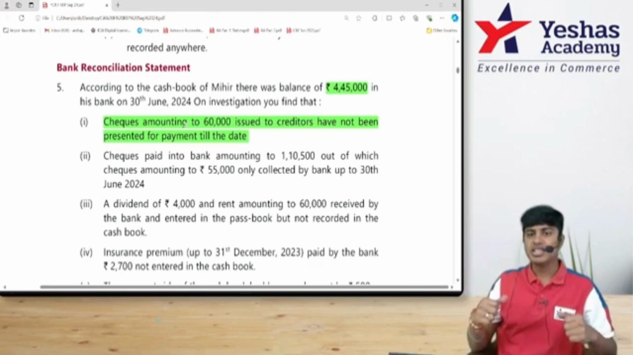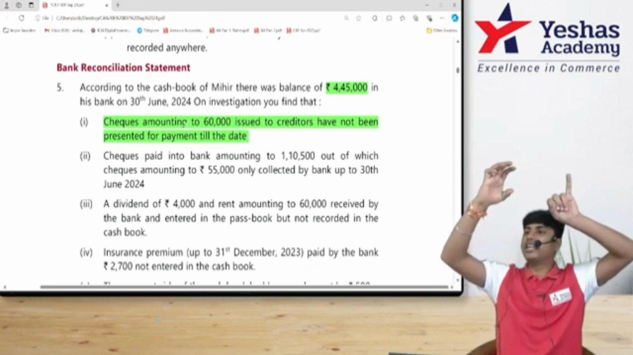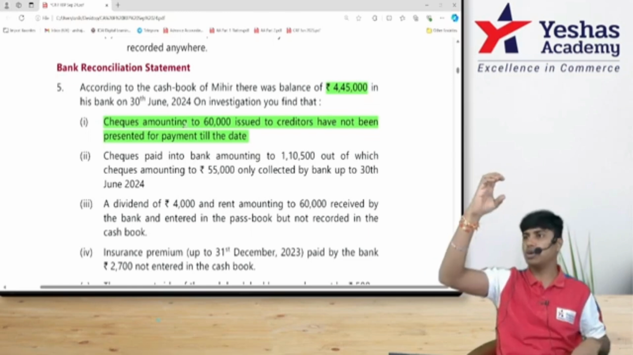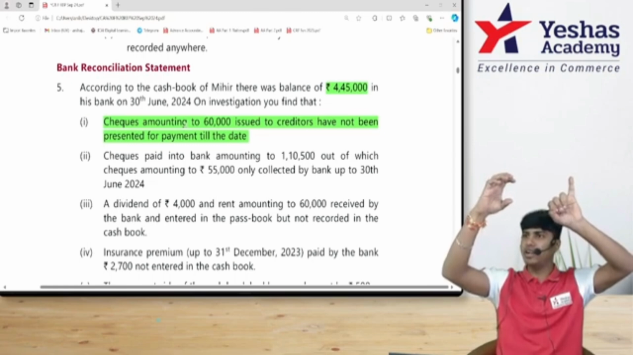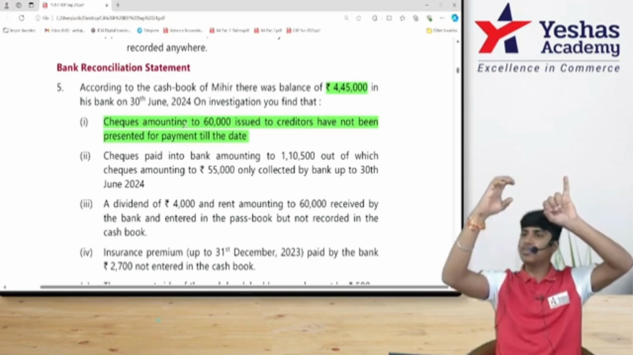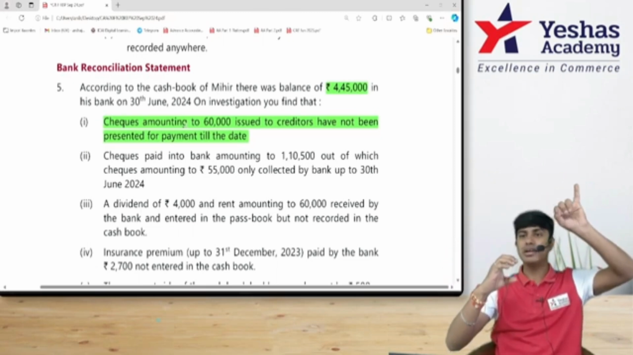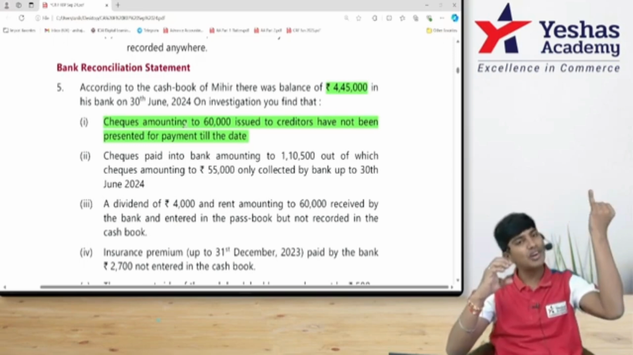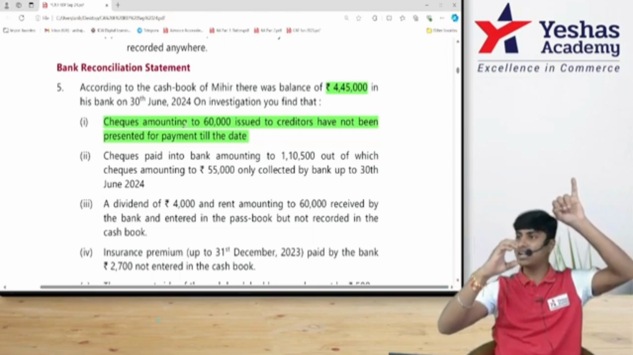Now, quickly read this. Checks amounting to 60,000 are issued. When it is issued, I have written the entry in my cash book. See, C for cash book, P for passbook. I have written the entry in cash book. When I write the entry in cash book, balance as per cash book will decrease. 60,000, I have given the check to creditors. I have decreased my cash book balance. But the passbook entry is not made. Why? The banker has not yet received the check for clearing. The banker has not yet cleared it. Cash book balance has reduced. Passbook balance has not reduced.